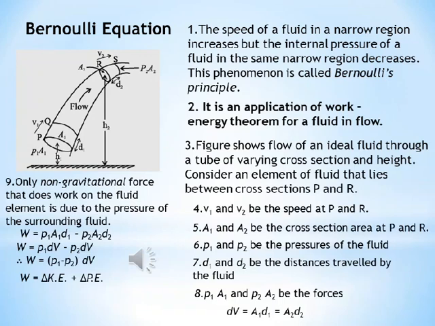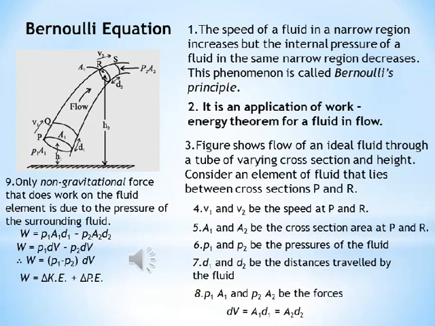Alright. So what will be dV? What is dV? dV is nothing but volume. Volume will be the same because it is incompressible. Volume is area into distance traveled, so it is A1 D1 and A2 D2. But as volume is the same, you can say dV is A1 D1 equal to A2 D2. So this is all about dV.